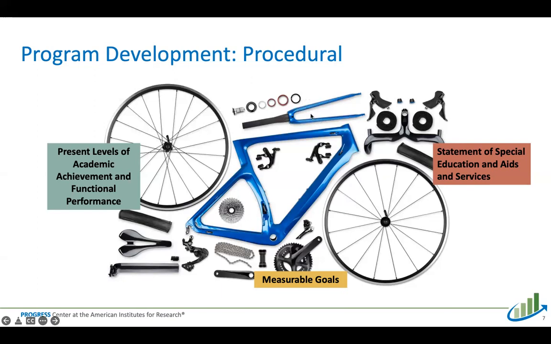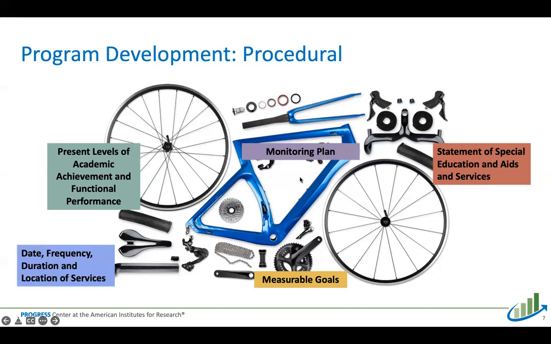And the IEP must include these things as well, such as the present levels of academic achievement and functional performance, the measurable annual goals, the statement of special education services, monitoring plan, date, frequency, duration, location of services. Like, you get the idea, right? There are other things that can be added to the IEP to enhance it, or the bike in this example, but they're not legally required.